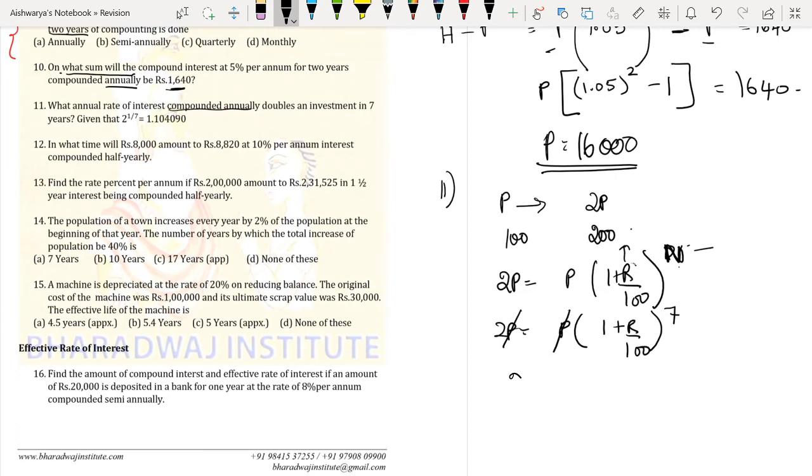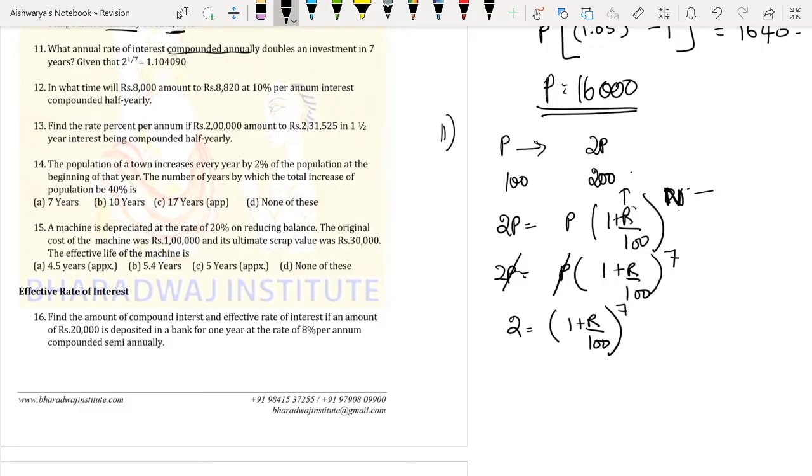2 is equal to 1 plus r by 100 the whole power 7. Now on both the sides I am going to raise it to the power of 1 by 7. So I am going to multiply this with 1 by 7. I am raising this side, so I should naturally raise this side also to the power of 1 by 7. So in the next step it becomes 2 power 1 by 7 is equal to 1 plus r by 100.